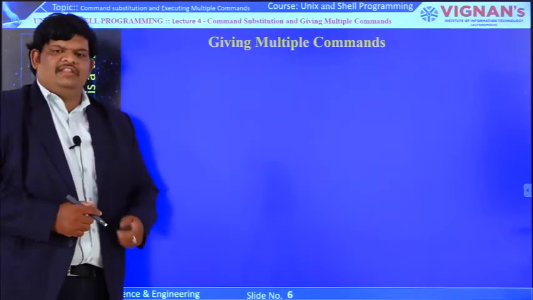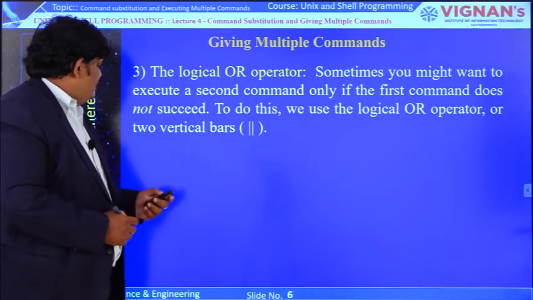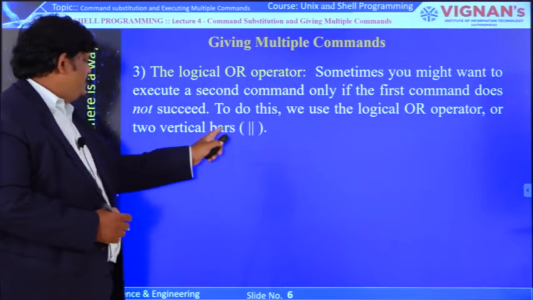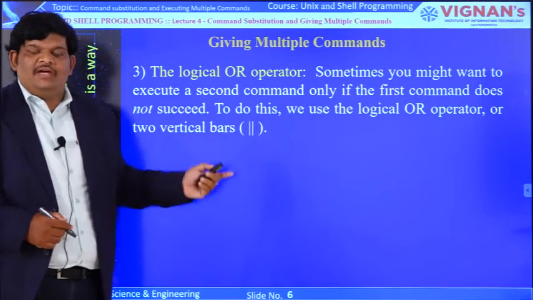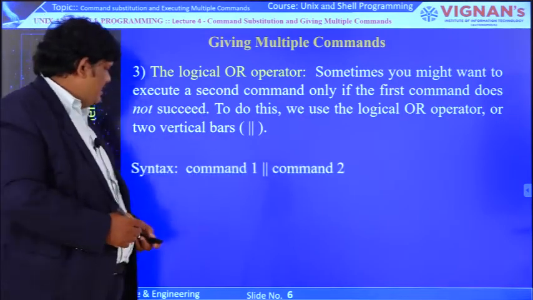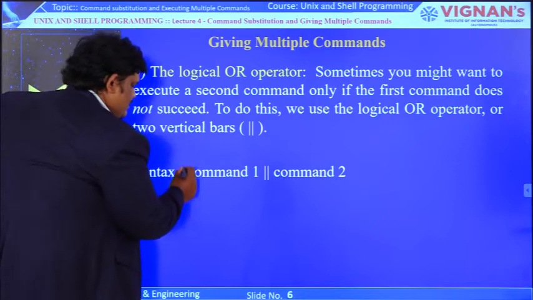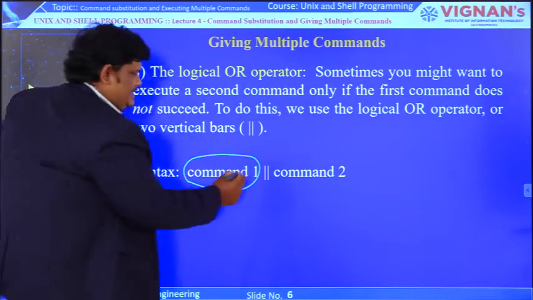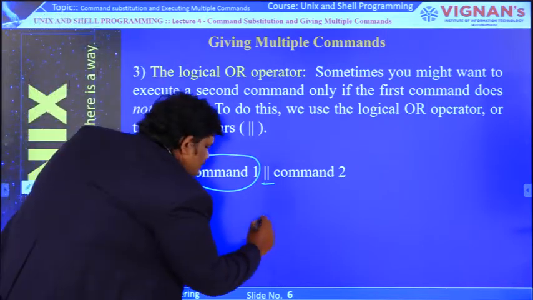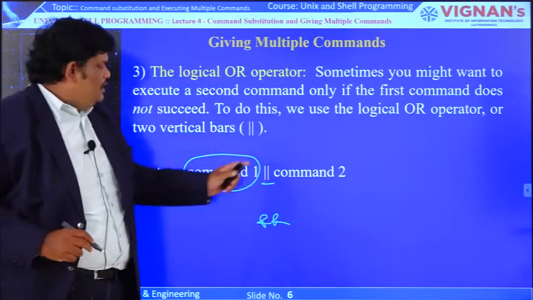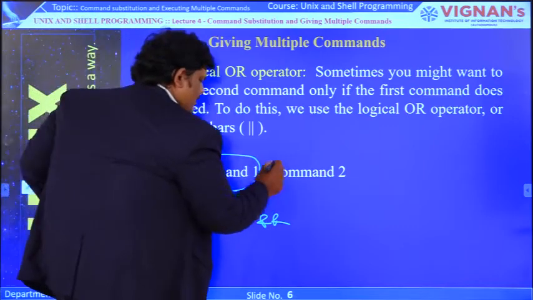Now with the help of another operator, that is the logical OR operator, given by 2 vertical bars. This is quite opposite to the logical AND operator. Let us see the syntax of the logical OR operator. This is command 1, this is the logical OR operator, 2 vertical bars. If we give 2 ampersands, then it is the logical AND operator. If we give 2 vertical bars, then it is the logical OR operator. And next one is command 2.